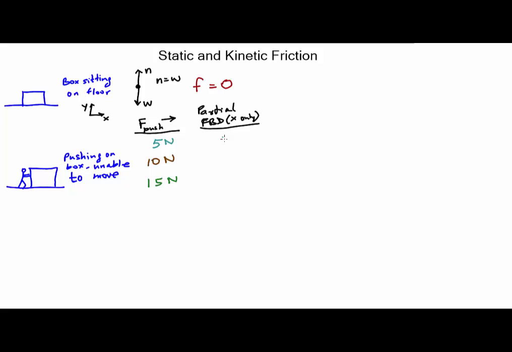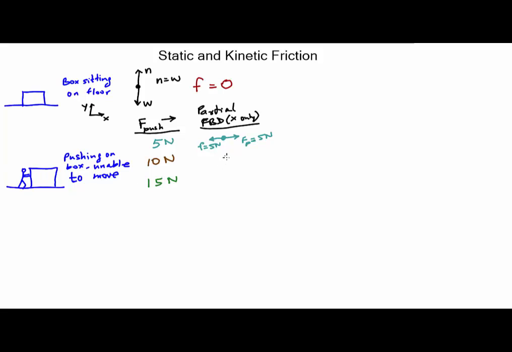So in the first case, I've got a pushing force, let's call that Fp, of 5 Newton. For the box to be in equilibrium, which it is, the net force along the x-axis has to be 0. And for the net force along the x-axis to be 0, the frictional force acting on the box has to be 5 Newton to the left.